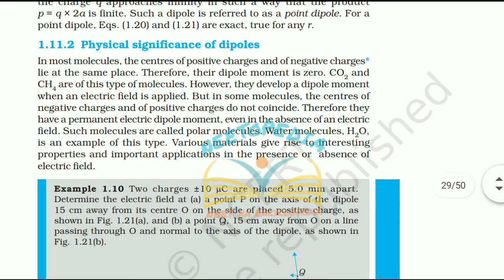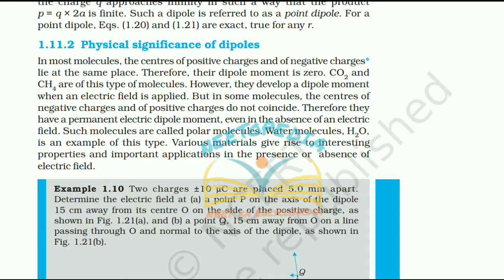1.11.2 Physical significance of dipoles. In most molecules, the centers of positive charges and of negative charges lie at the same place. Therefore, their dipole moment is 0. CO2 and CH4 are molecules of this type. However, they develop a dipole moment when an electric field is applied.